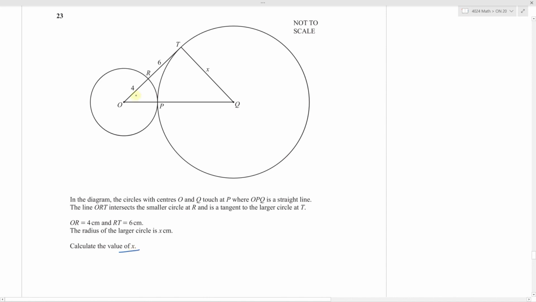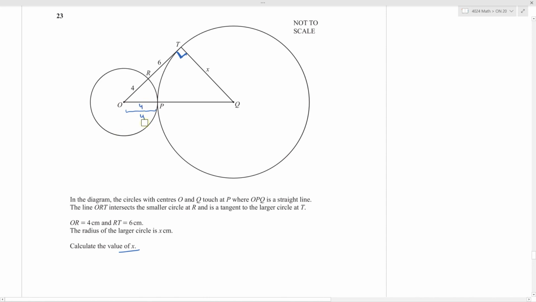So if you look at this angle here, this is 90 degrees because this is an angle between the radius of the circle and this tangent ORT. So ORT is a tangent to the larger circle at T. So we know that the angle between a tangent and the radius of a circle is always 90 degrees. So this OTQ is a right angled triangle. And we are given that the radius of the smaller circle is 4. So this length OR is 4. That also means this length OP is also 4.